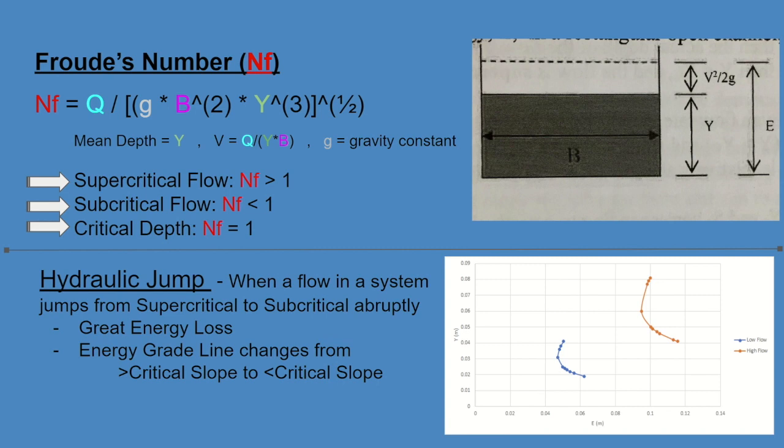To show this in the lab, the flume is set to a steep slope and the weir is raised, causing the energy grade line to change from greater than critical slope to less than critical slope. This can be shown in the E versus Y graph.